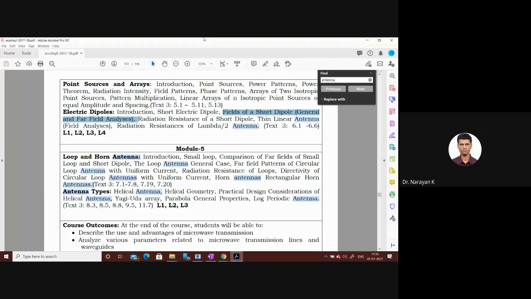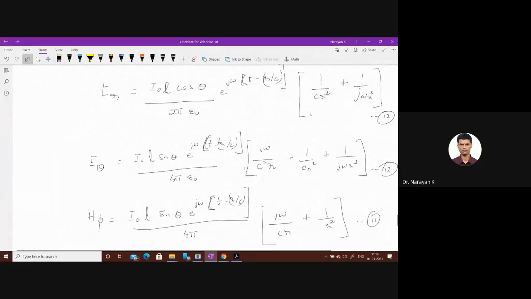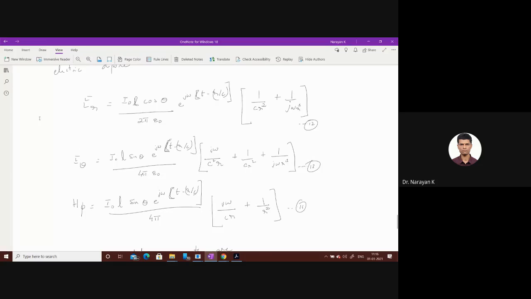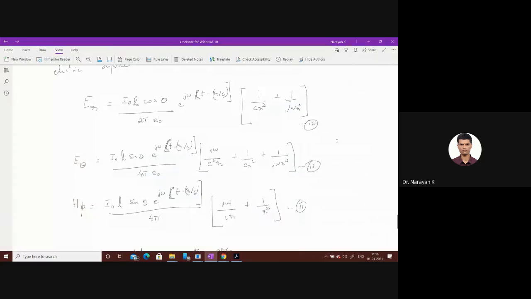See here, fields of a short electric dipole, general case and far field analysis. This is your far field analysis and these three equations are your general case. Now please see the equation. I naught L cos theta divided by 2 pi epsilon e raised to the power j omega (t minus r by c). This e raised to the power j omega (t minus r by c) is one common factor throughout. This is your component Er, E theta and H phi.